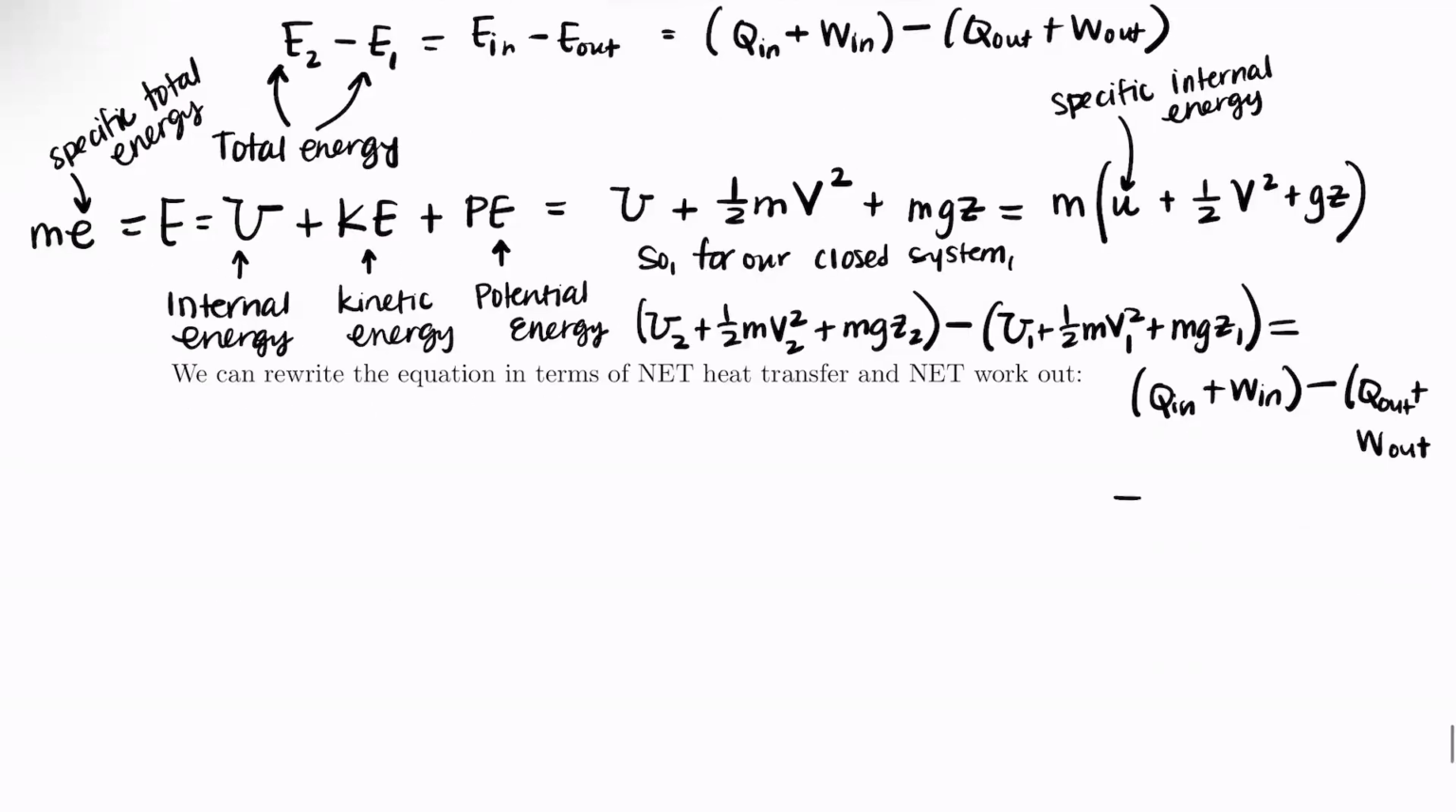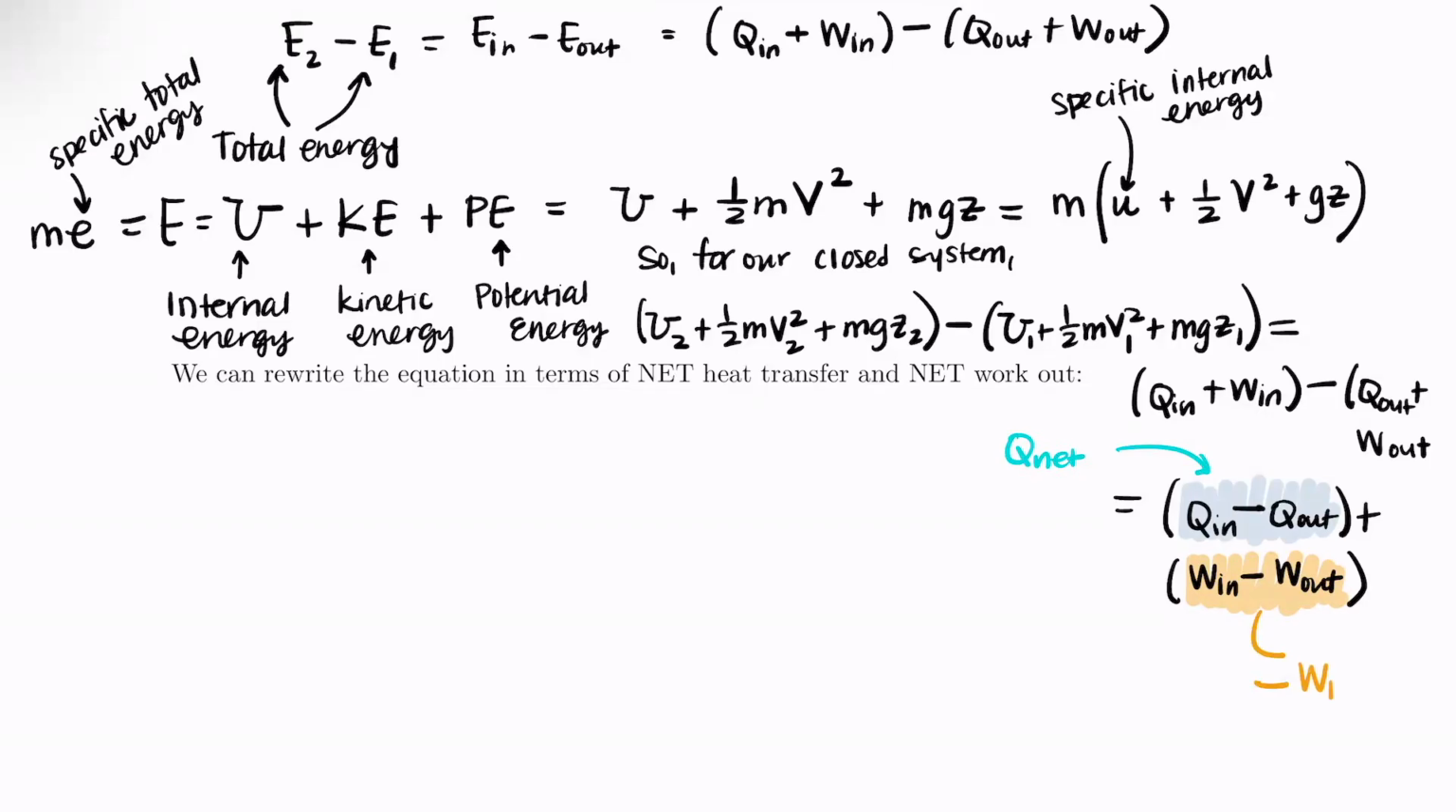And then we did this before, but we can rearrange this as Q in minus Q out plus W in minus W out. All right, where Q in minus Q out is how we write Q net. And W in minus W out is how we write minus W net.